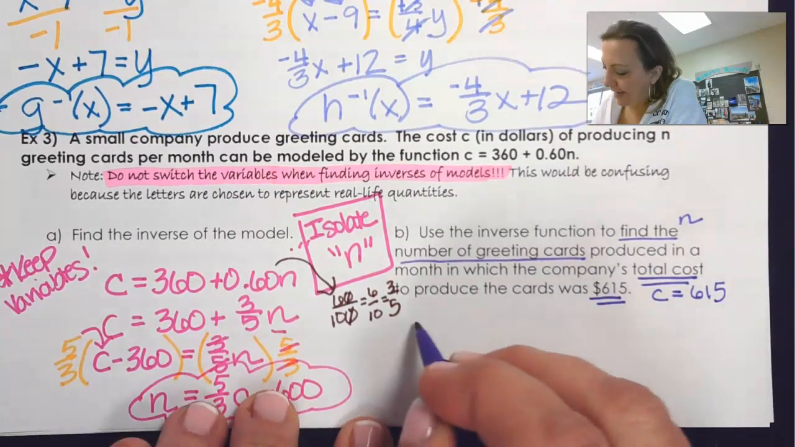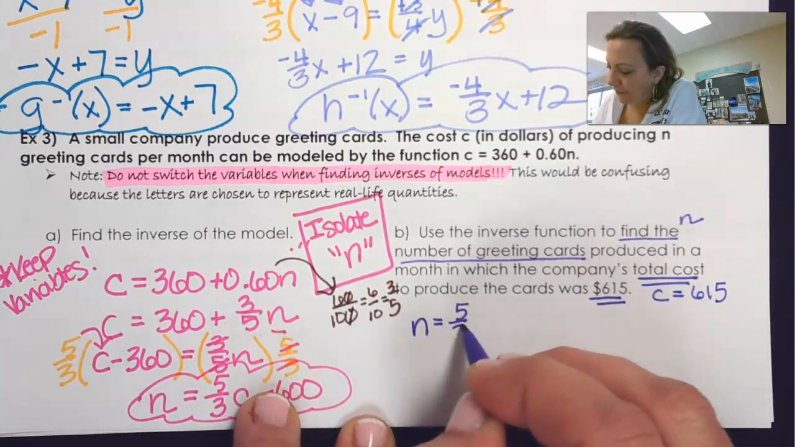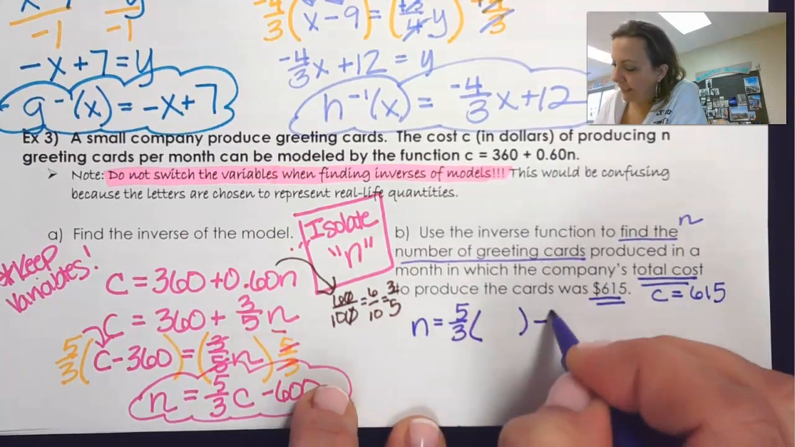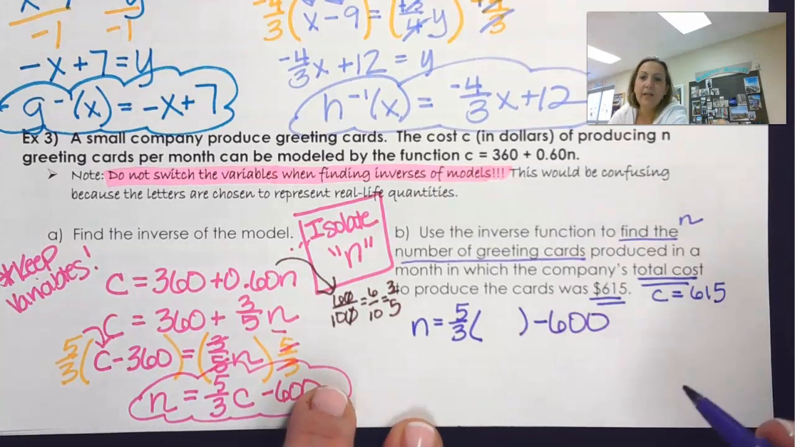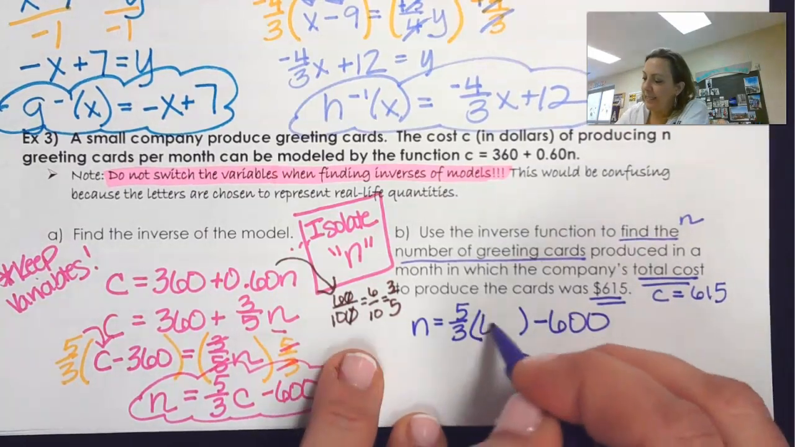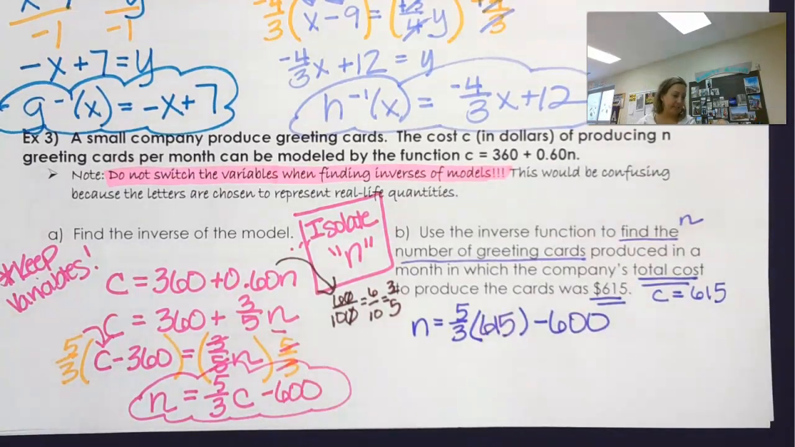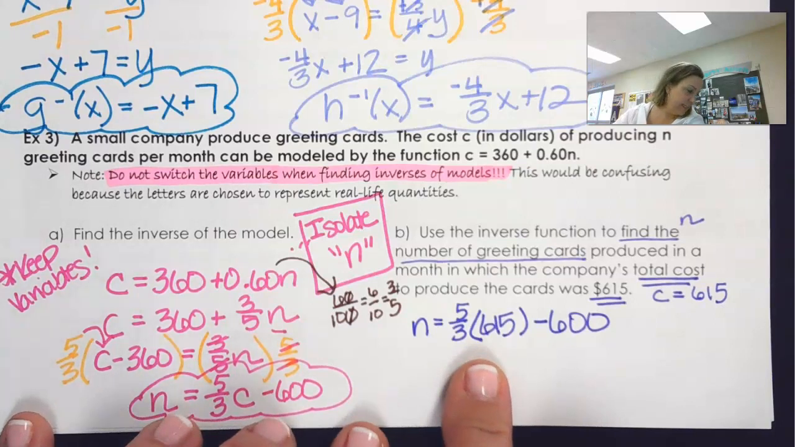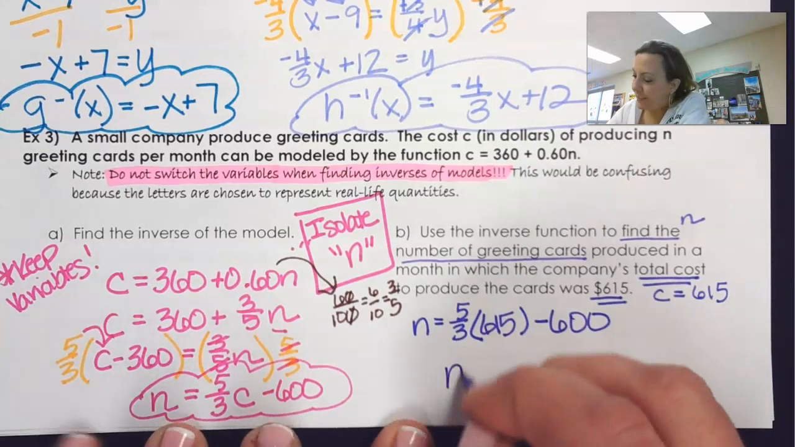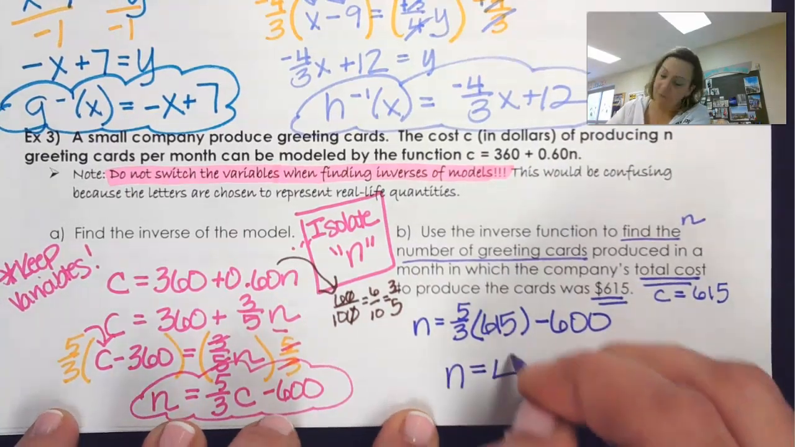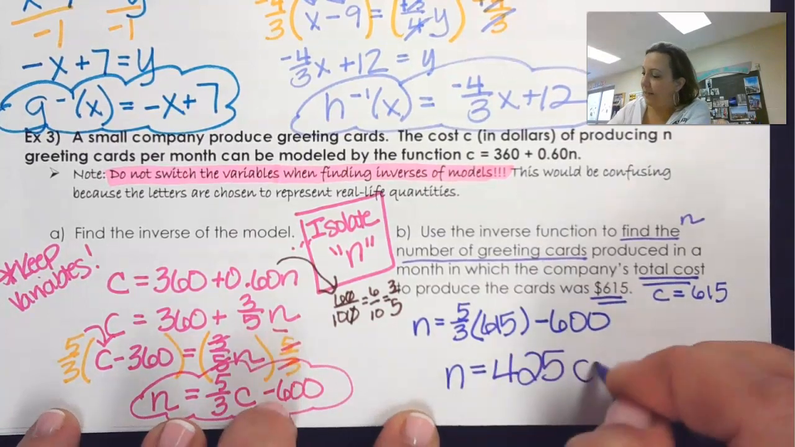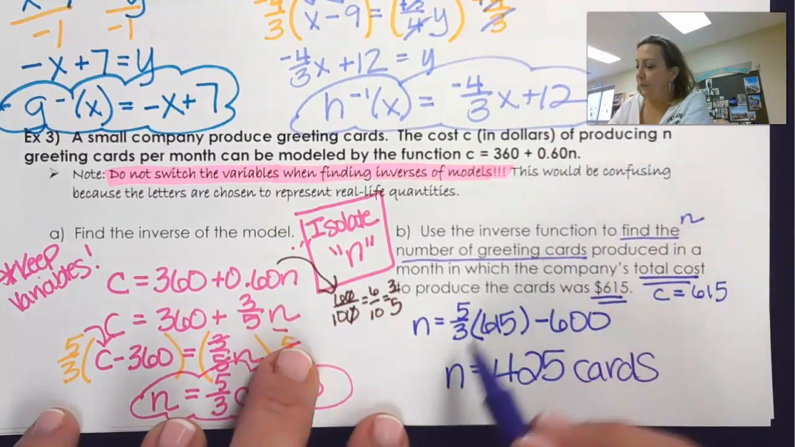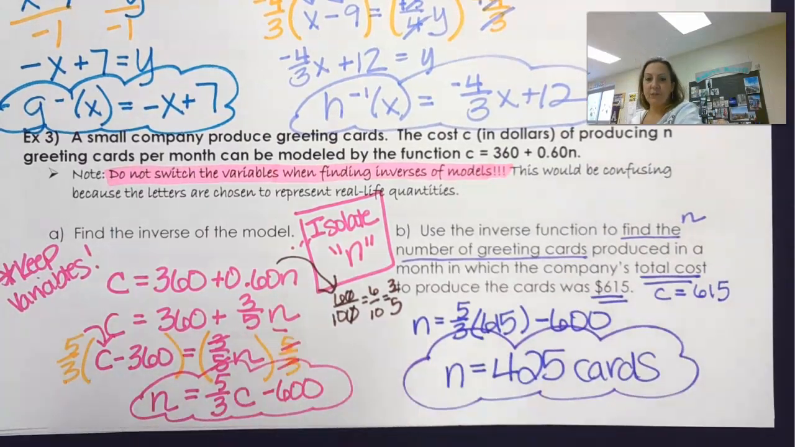I know that my n was 5/3 times C minus 600, and this is saying that my C is that 615. Then we can just substitute that in. We can put that into our calculators, and we see that n is going to be 425. And since it's a real world problem, I'll put a unit on it as well.